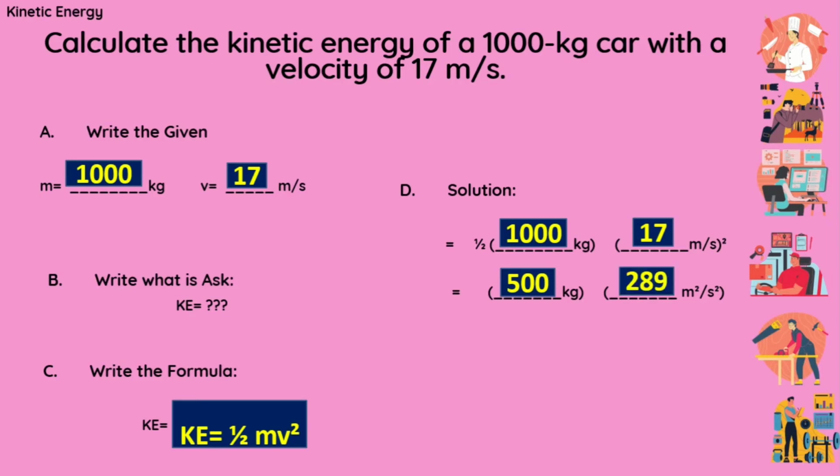Alright, 289. Sa mga nalilito pa, pero sana naman wala na. 500 because 1 times 1,000 divided by 2. Or 1/2 of 1,000. Kalahati ng 1,000 is 500. Bakit 289? 17 times 17. Kasi 17 squared. Velocity squared. So, kaya siya 289. And finally, 500 times 289. Sige nga, paki-compute.